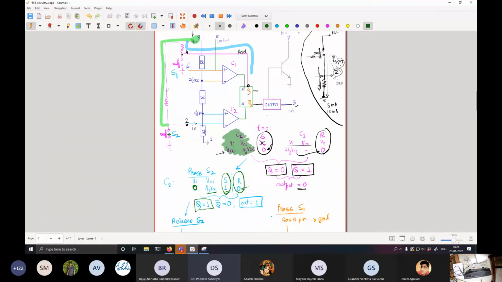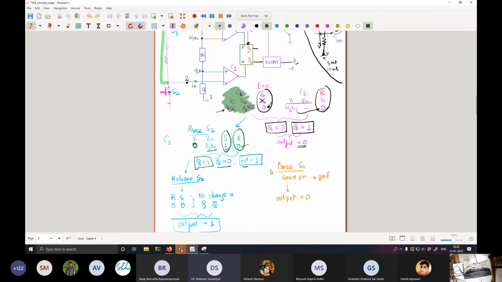Okay, set reset. So set becomes 1. The complementary of Q is 0. And so the output, which is the complementary of Q bar, is also equal to 1. So what happens when you press the switch? The output goes high.